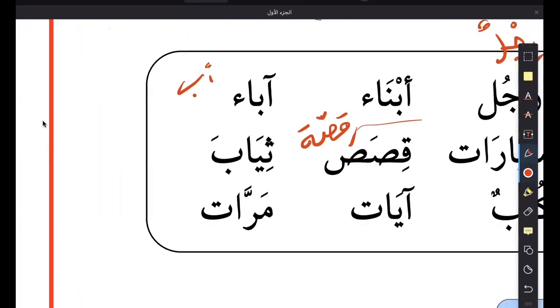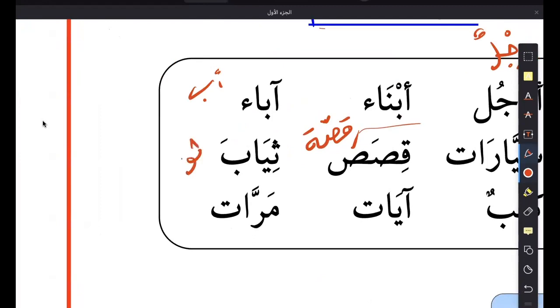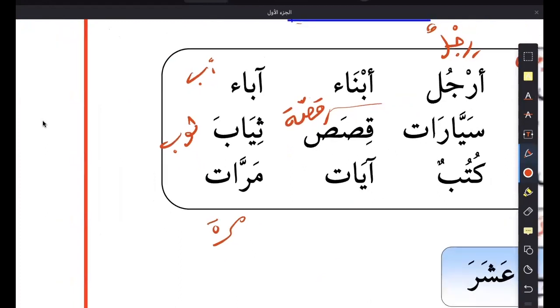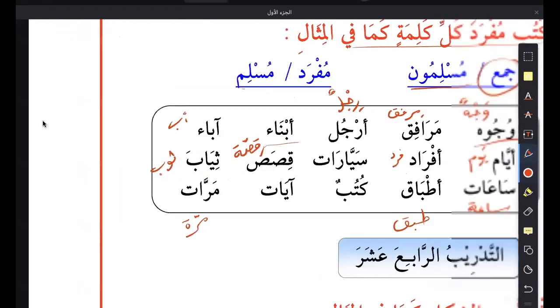And thiyab is a plural of thawb, which is a cloth. Marrat is a plural of marra, which is a time, like one time.